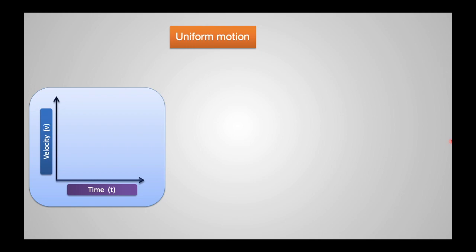Let's consider a simple example, a uniform motion. Consider a car moving at constant velocity. You are asked to plot the graph of how velocity varies with time.